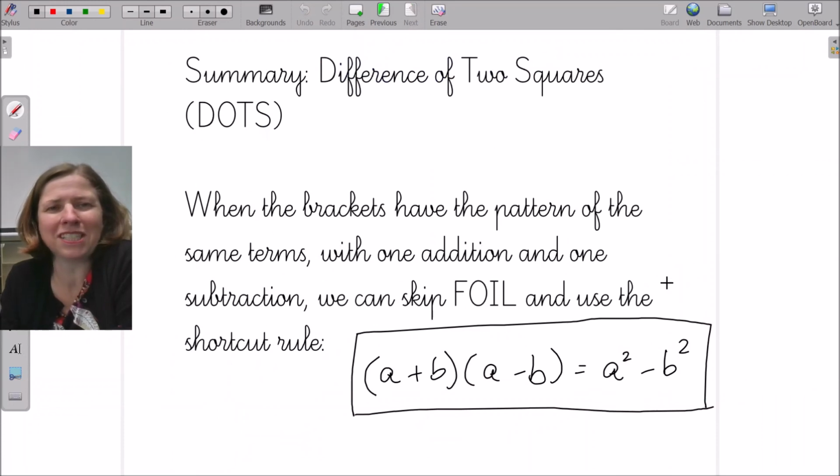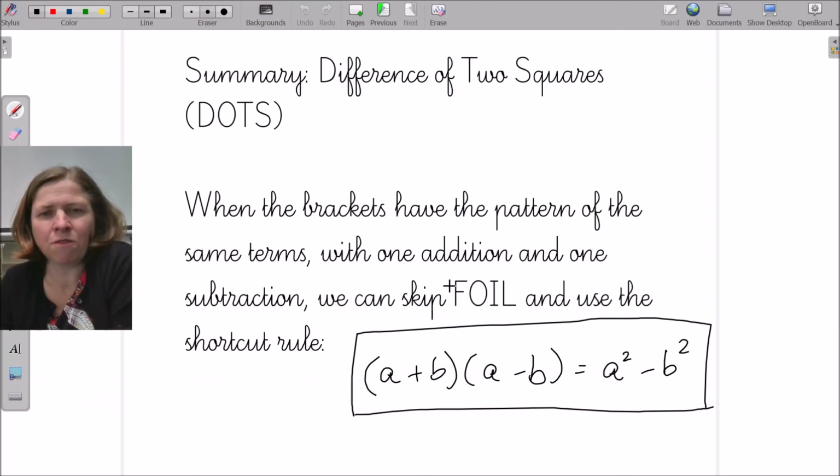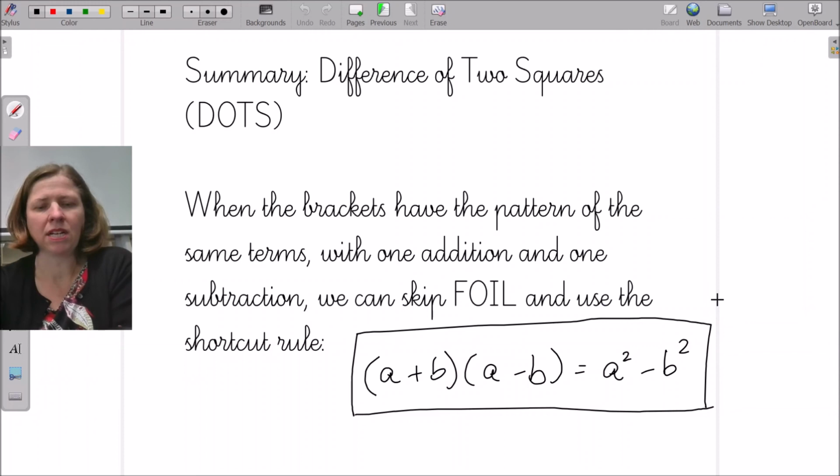Okay, all right. I don't think there's anything else. Oh yes, there is. I've got a summary for you. Difference of two squares. When the brackets have the pattern of the same terms, with one addition and one subtraction, we can skip FOIL and use the shortcut rule, which we call dots. a plus b times a minus b equals a squared minus b squared. And that's the end of our little lesson on difference of two squares.